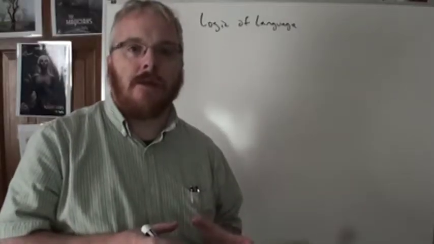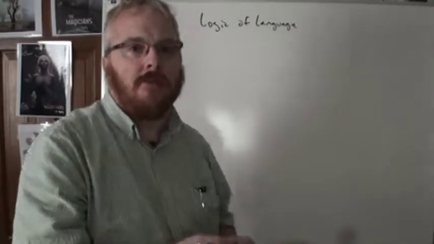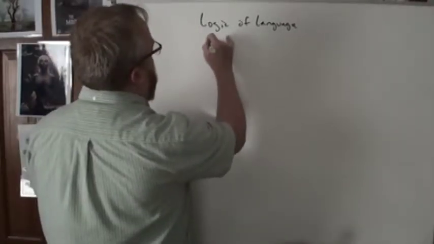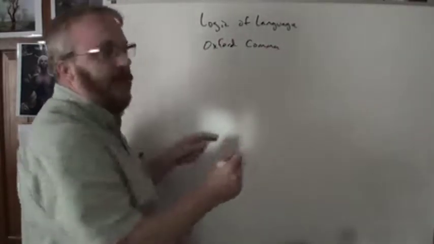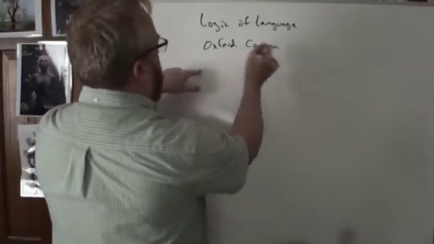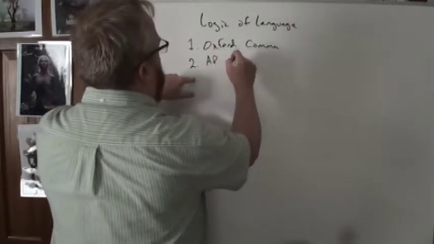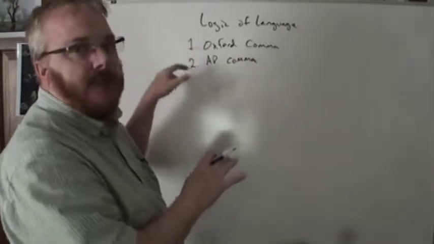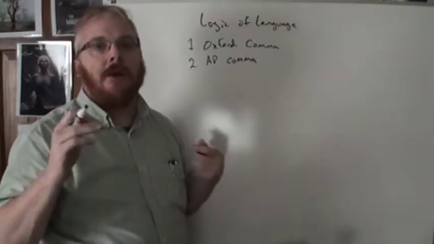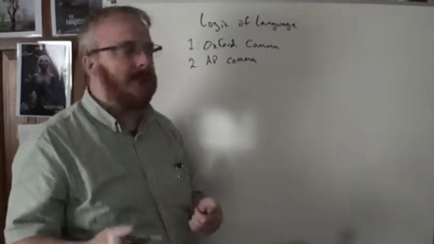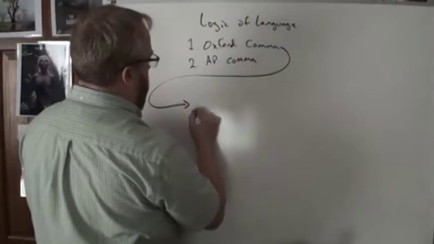The last thing we need to talk about is what a lot of people in the world call the Oxford comma. So we've got our logic of language. We're now talking about the Oxford comma, and this is opposed to the AP comma. Okay, so you have Oxford, and then you have AP comma. And this is basically just generic use. So when I'm talking about the Oxford comma or the AP comma, I'm talking about the guides and the directions that typically use it.